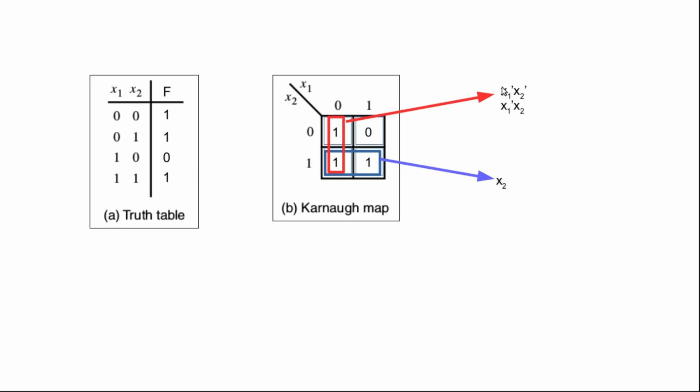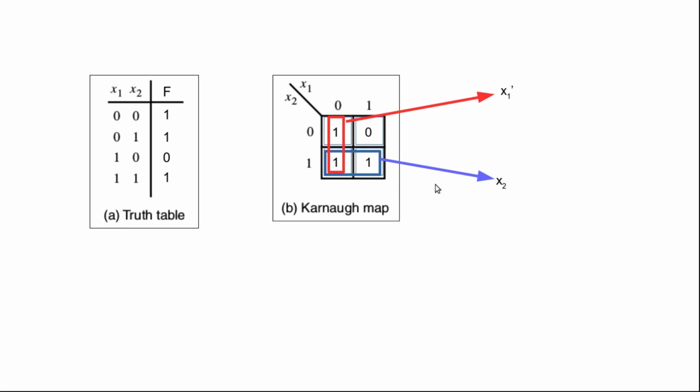Now if we compare these two minterms which belong to the group colored red, we see that x2 appears in the complemented form and the uncomplemented form. So we can discard x2. However, x1 appears only in the complemented form, so we don't discard x1. We keep the x1 variable, appearing in the form x1 prime, and hence this group which is colored red can be represented using the product term x1 prime.